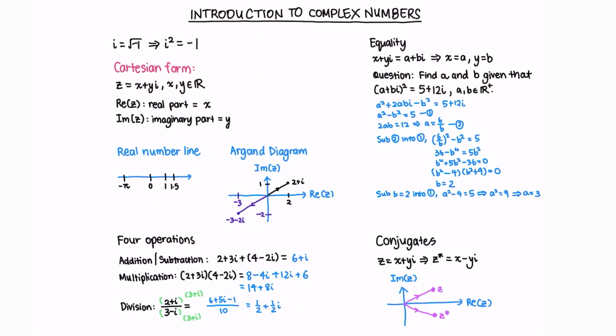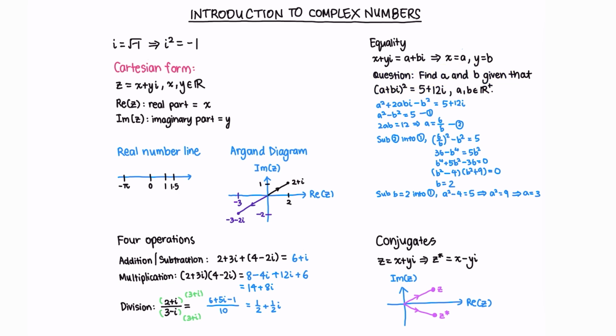So here's the summary sheet for the introduction to complex numbers. Let's take a look and recap what we have learned. First of all, we have learned the Cartesian form, the first form for complex numbers. We have a real part and an imaginary part. And by the equality of complex numbers, we can say that the real part on the left and right hand side will be the same, and the imaginary part on the left and right hand side will be the same. We can use this property to solve questions like this.